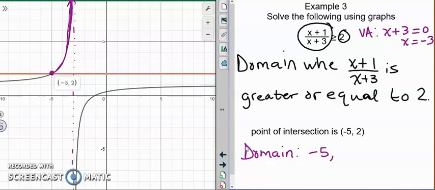So when it comes to our domain here, we're going to say from -5, where it starts, to -3. At -5 is where it actually intercepts, so that's where it's equal to, and we need the equal to part because it's greater than or equal to for the inequality. The other part is that because there's an asymptote at -3, it will never equal -3. It doesn't exist. So that means here we're going to put a parenthesis at -3. So our domain will be from -5 to -3.